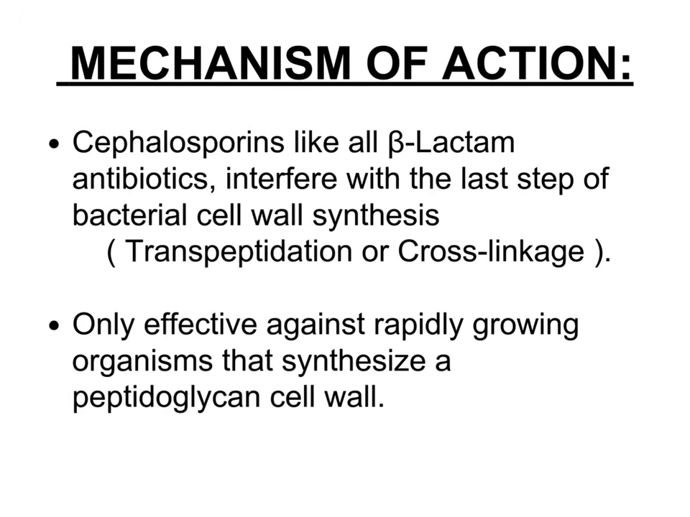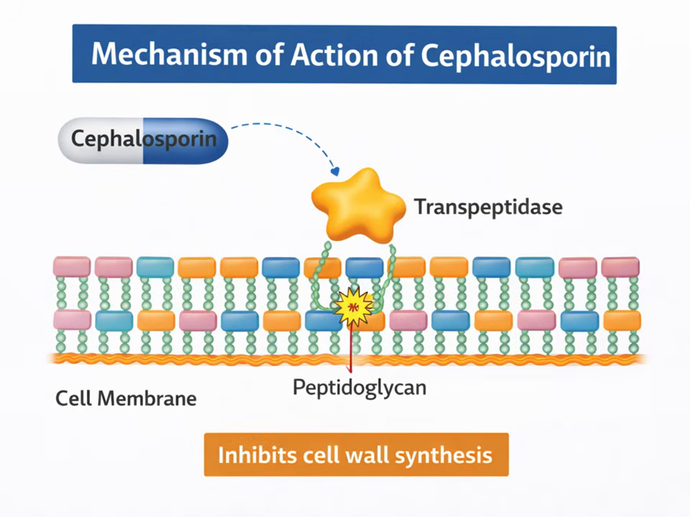The mechanism of action of cephalosporins is that cephalosporins, like all beta-lactam antibiotics, interfere with the last step of bacterial cell wall synthesis, transpeptidation or cross-linkage. They are only effective against rapidly growing organisms that synthesize a peptidoglycan cell wall.